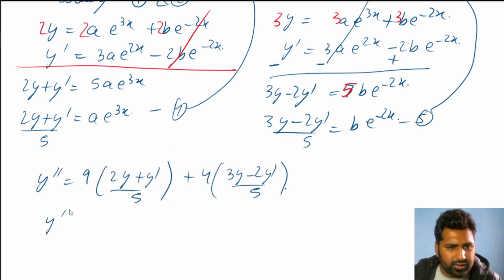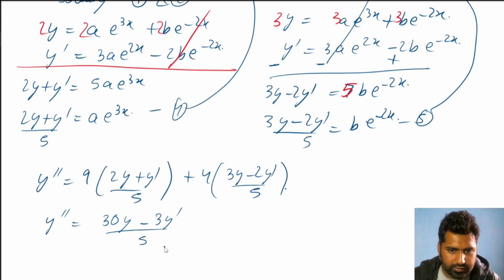You can take the LCM and solve this. This becomes 18y plus 12y, so 30y minus 9y dash minus 4y dash upon 5. Sorry, 9 minus 4, 5. Is it correct? 2y plus y dash. 9 minus.